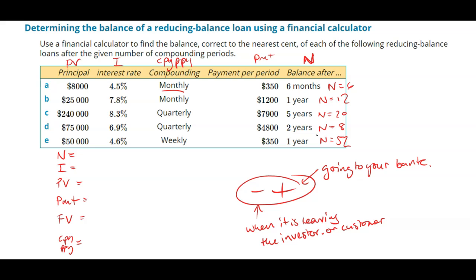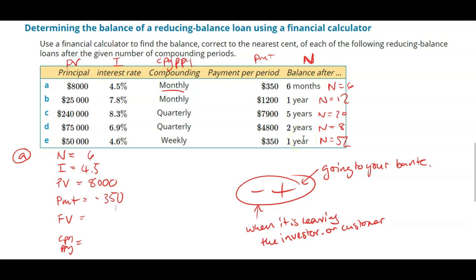So let's have a look then. For the first, I'll just do A because you guys will get the rest. So A, N is 6, I is 4.5, PV is 8,000. Now this is where we've got to decide negative or positive. The other two, you just always do positive. PV here, if this is a loan, is positive. They've given us eight grand. And it's a negative 350 payment.